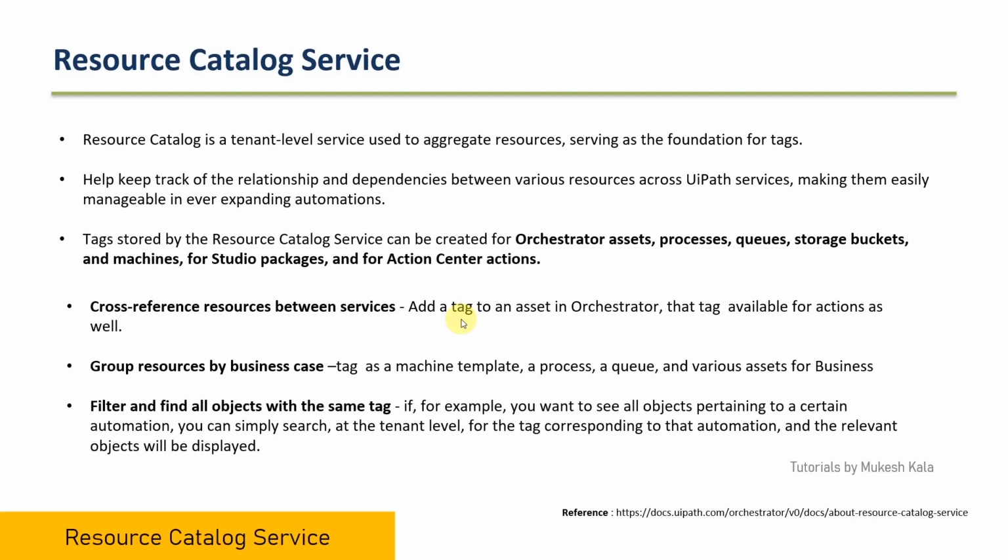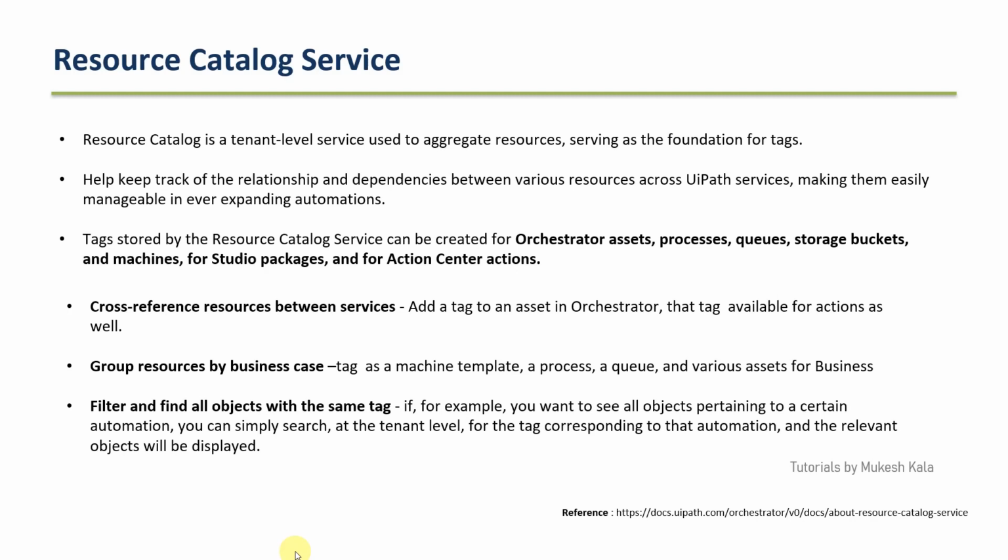Resource catalog is a tenant level service used to aggregate resources, serving as the foundation of tags, right? So it is a tenant level service. This is highlighted here, tenant level service. Okay. Resource catalog service helps you to track the relationships and dependencies. That's obvious. And why do I want to do it? Because my automations are ever expanding.